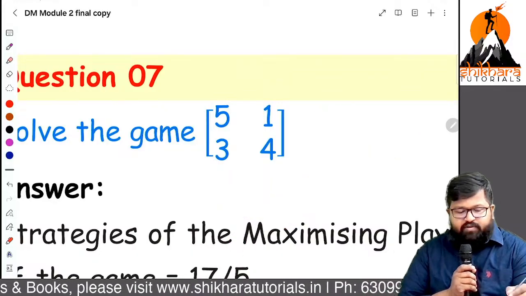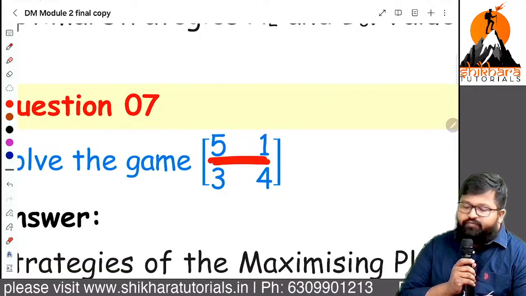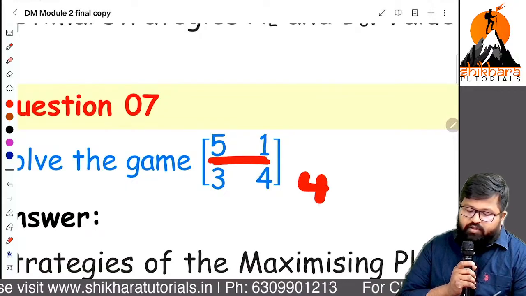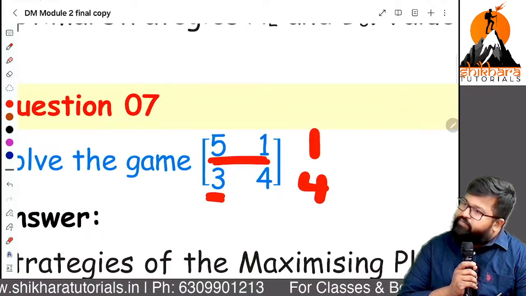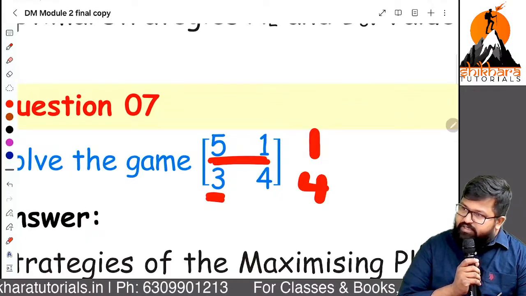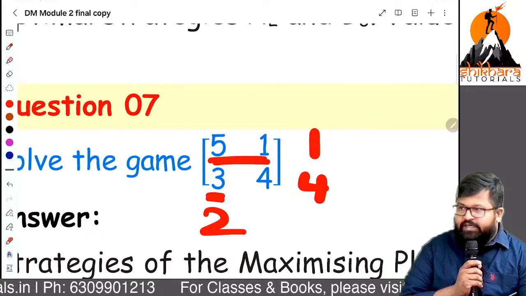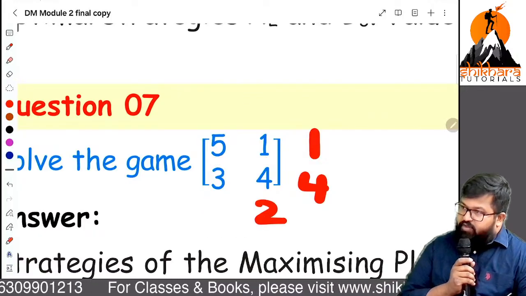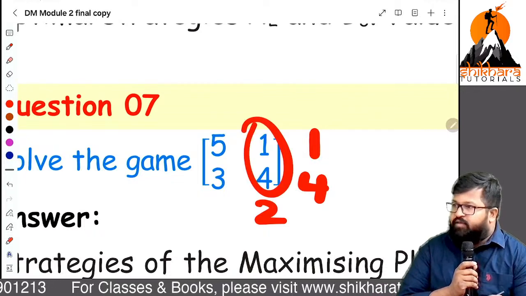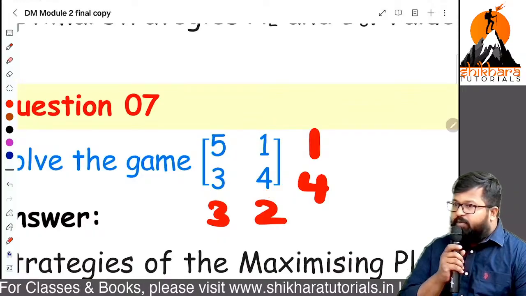Sir, can you tell the odds method quickly? Here, what is the difference? 4. Where should I write it, sir? And the next difference? 2. Okay, so I am writing here. Fine. Next, 3 is the difference. What is the 3 there? 1 minus 4 difference is written here. Now, can you tell the probability for the first row?